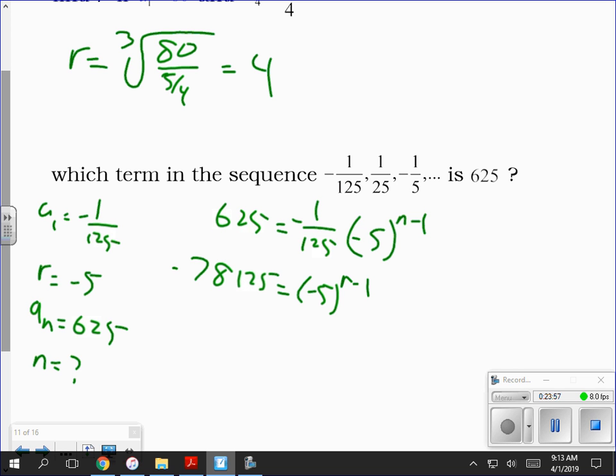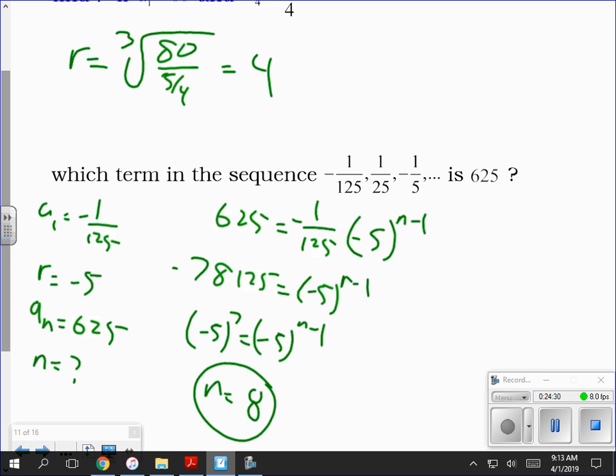Well, third power here for 125. This one I believe is the fourth power, so I'm guessing it's the 7th power. I don't know. So I take 5 to the 7th power. I got it right. And I was literally guessing, but I was taking an educated guess. So negative 5 to the 7th power is equal to negative 5 to the n minus 1. So n equals 8, the 8th power.